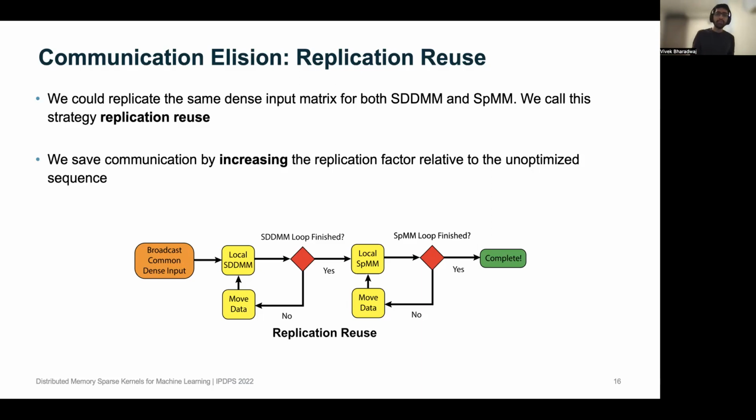And second, we can actually save some communication by increasing the replication factor relative to the unoptimized sequence. Notice that the ratio of broadcast to data movement, that's the yellow blocks in this flowchart here, has decreased, so I can afford to increase my replication factor.